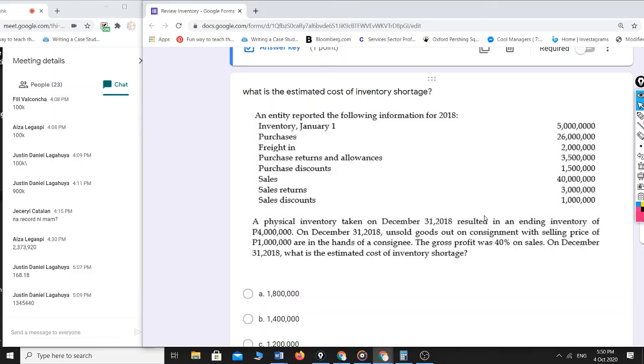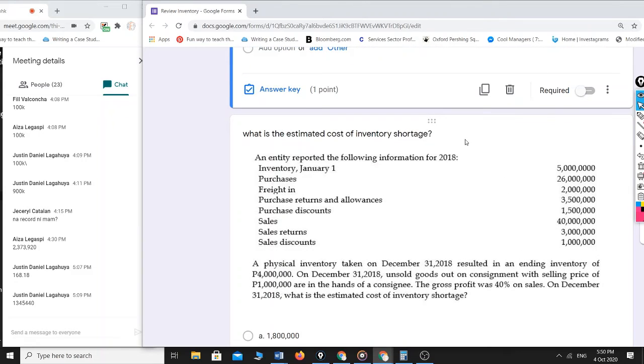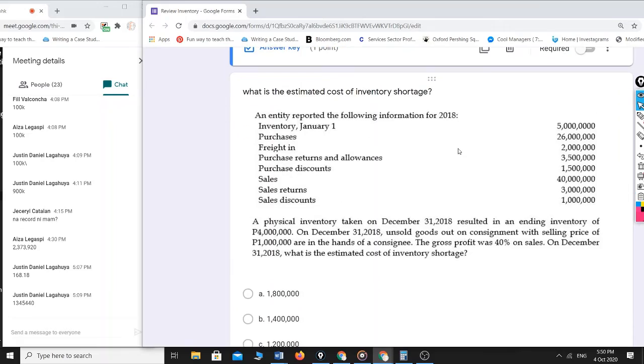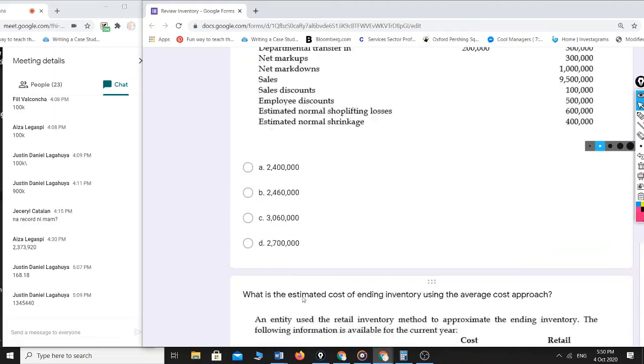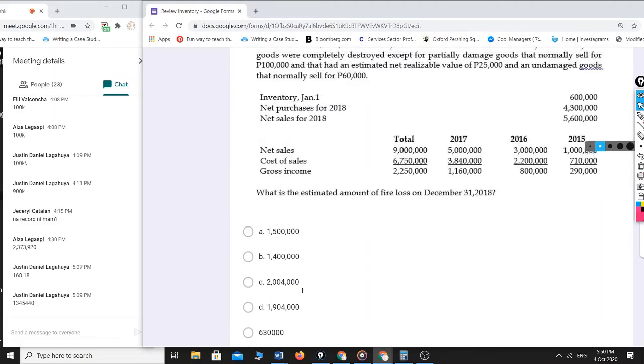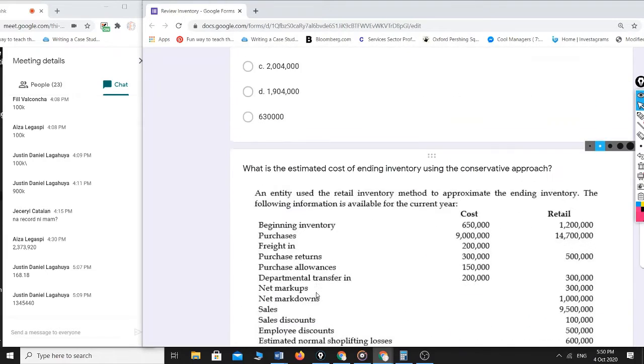Okay. Now let's go to the estimation. For the estimation of the inventory, we have two methods. We have the gross profit method and the retail method. This is the last part of the inventory. Are we almost done? Okay, we are almost finished, guys. Let's extend a little, about 20 minutes.